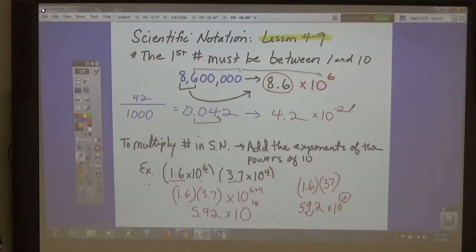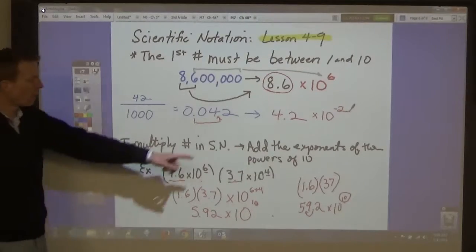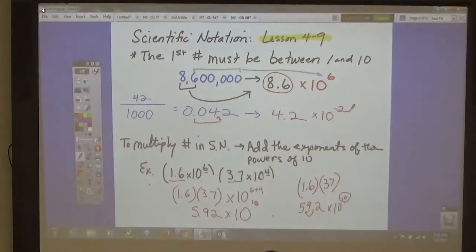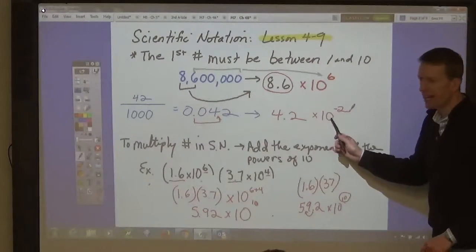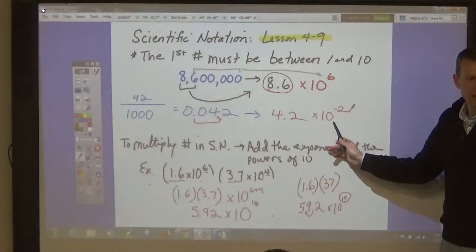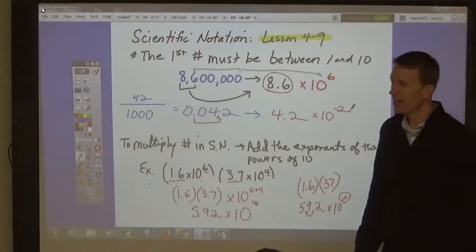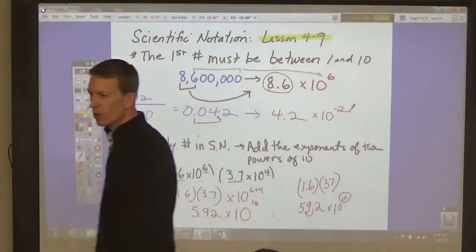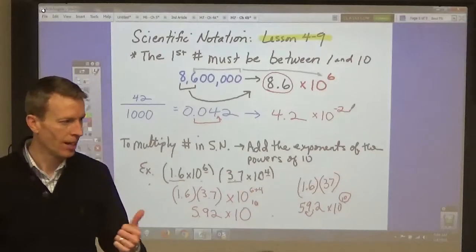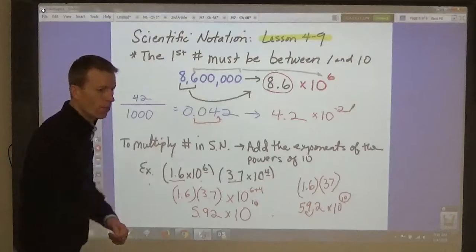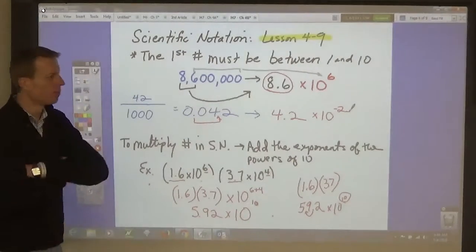Okay? Now, how would you put this in your calculator to check it? Type in 4.2, everyone. And then times 10. And then the caret button. And then negative 2, equals. Got it? Yep. 0.042. Okay.